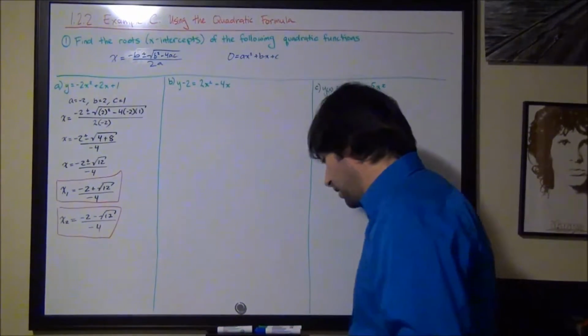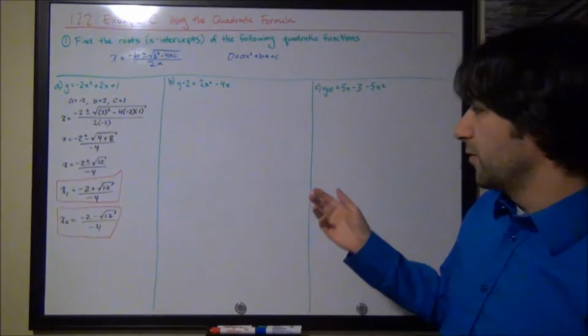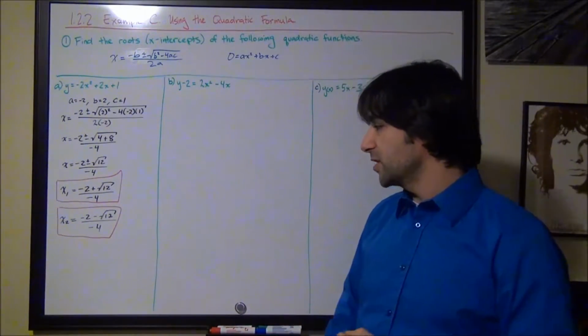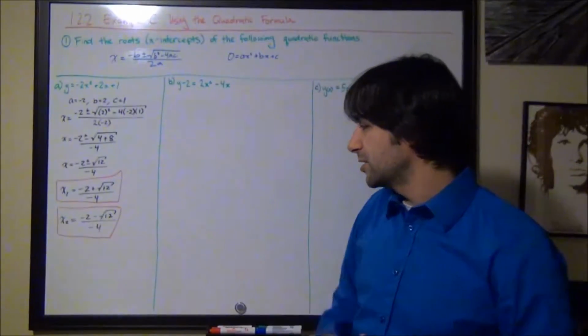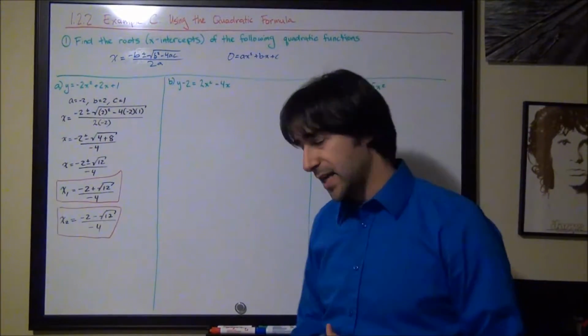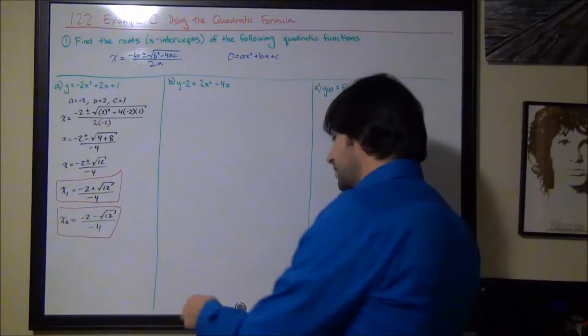Now you may recall that when we were discussing the possible different types of solutions you may get with a quadratic function, we mentioned that you might in general get two solutions, and when that happens that means that the quadratic function crosses the x-axis twice. Let's do the second one.